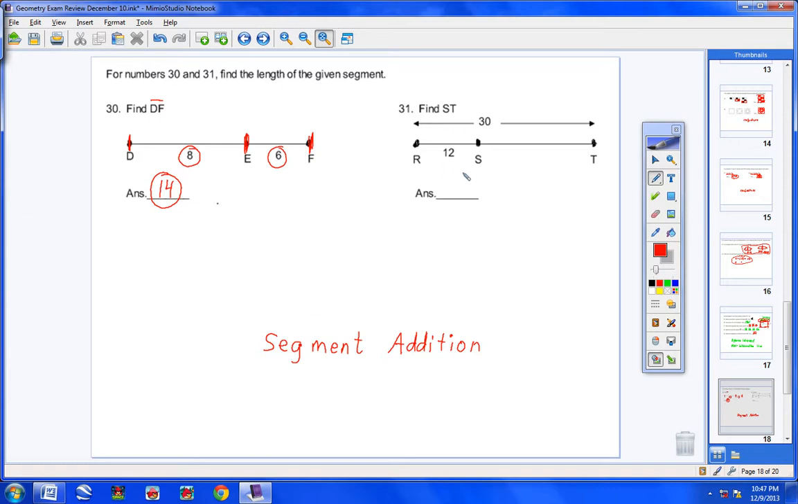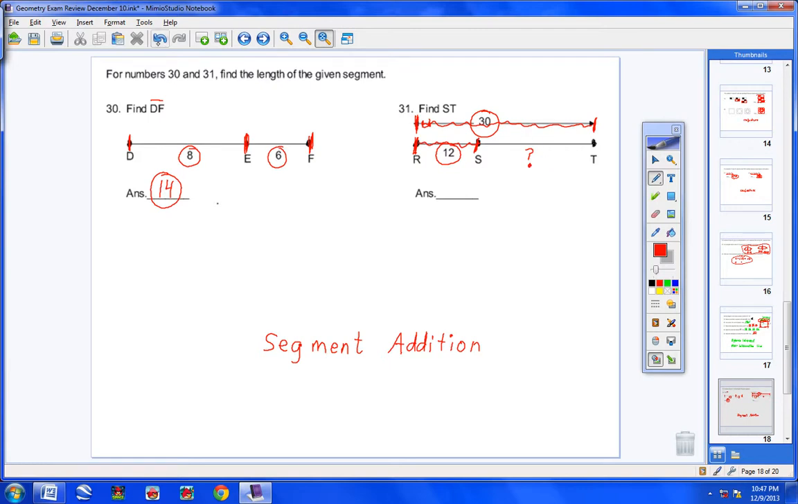Now here is kind of the opposite. We know from here to here, this whole segment right here has a length of 12. We know the entire segment from here all the way to here, this entire length all the way across has a length of 30. And they want us to find the length of ST. Now think about it.